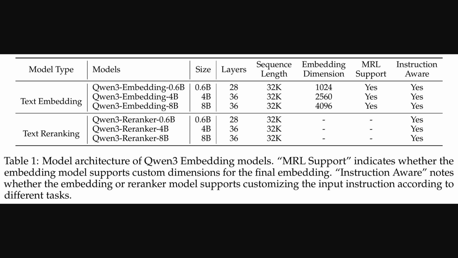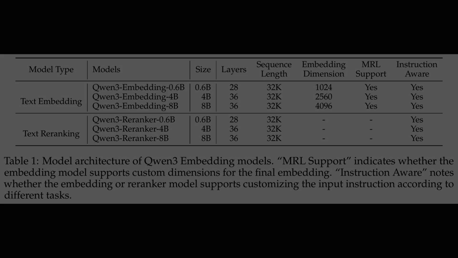For text embedding models, the embedding dimension, which is the size of the numerical vector representing text, increases with model size. These embedding models also support Matryoshka representation learning. This capability allows for custom embedding dimensions, and all models are instruction-aware, adapting to task-specific instructions.